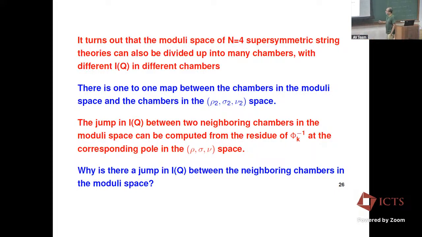And it turns out that there is a one-to-one map between the chambers in the moduli space and the chambers in the ρ2 σ2 ν2 space. The jump in I_Q between two neighboring chambers in the moduli space can be computed from the residue of Φ_k inverse at the corresponding pole in the ρ σ ν space. So this is a statement. But we now have to understand why there is a jump in I_Q between the neighboring chambers in the moduli space. Again, we started with the counting problem. In the counting problem, we never said that it depends on where you are in the moduli space. So what went wrong in this counting problem that now we are finding that different chambers have different counting?